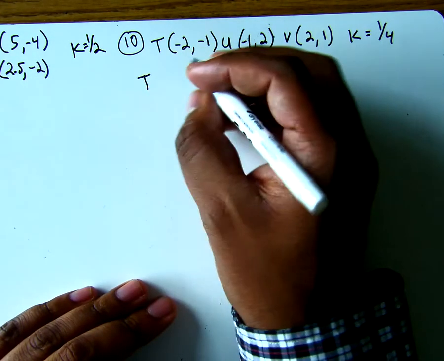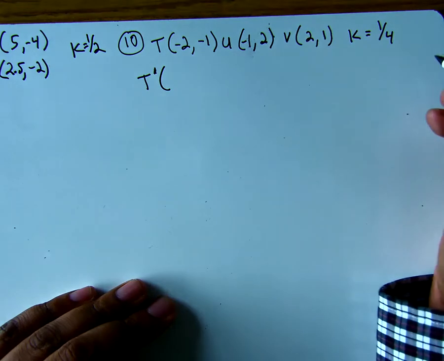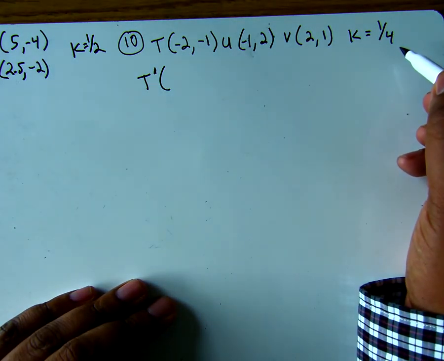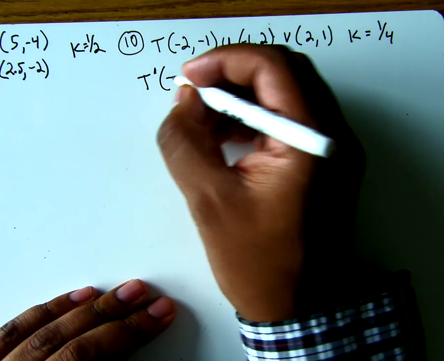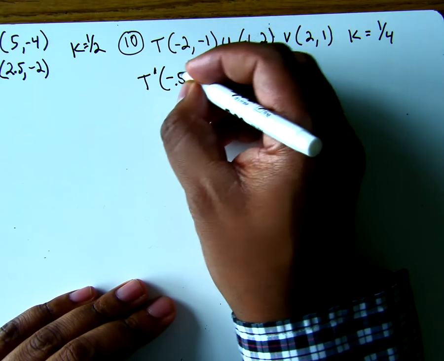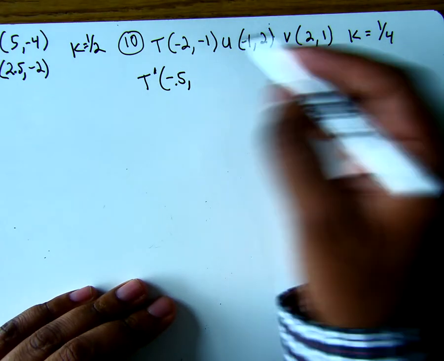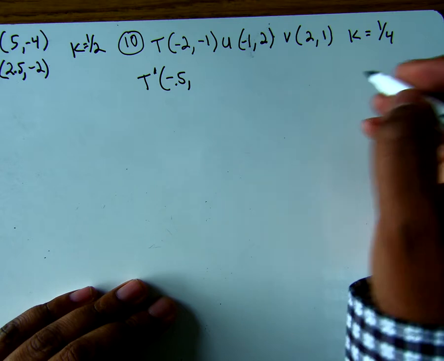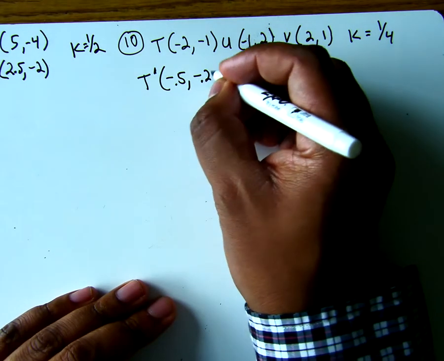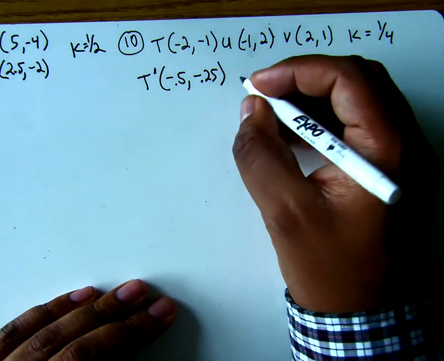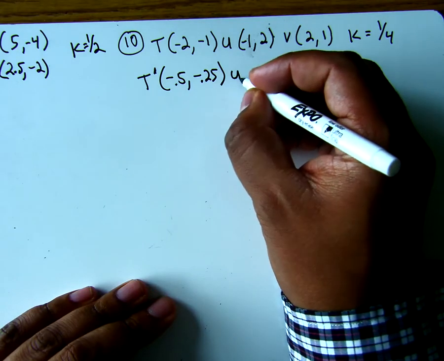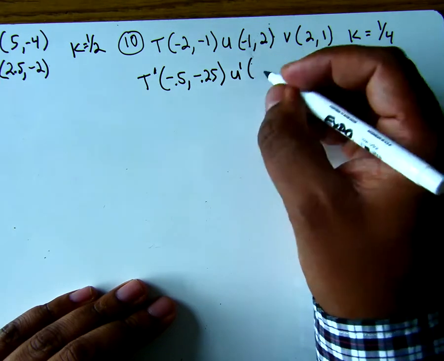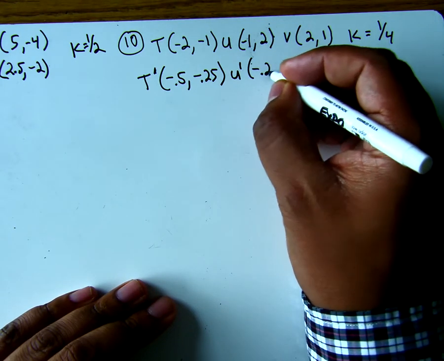All right, so our t for our image is going to be -2 times 1/4, which would be -0.5. -1 times 1/4, which would be -1/4 or -0.25. Now our u, -1 times 1/4, same number again, -0.25.